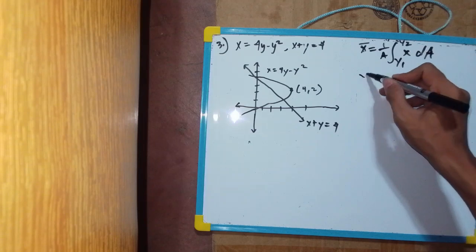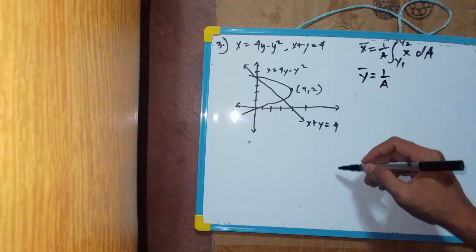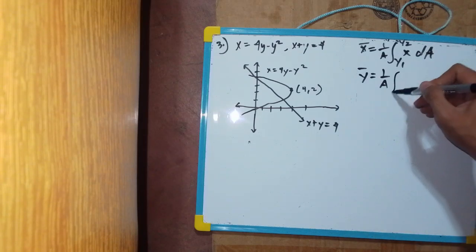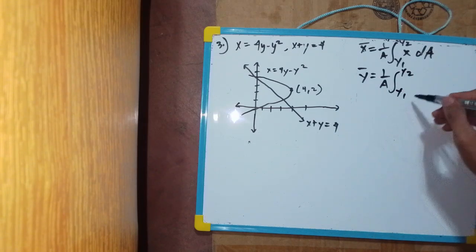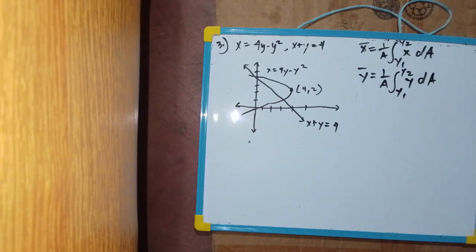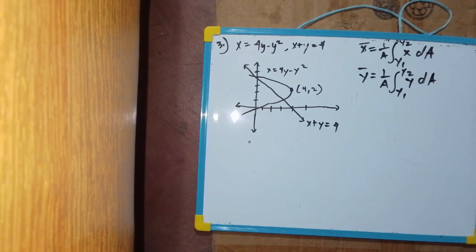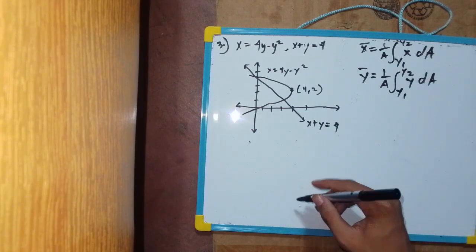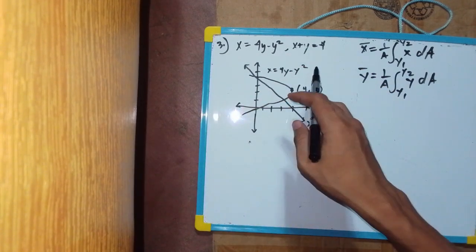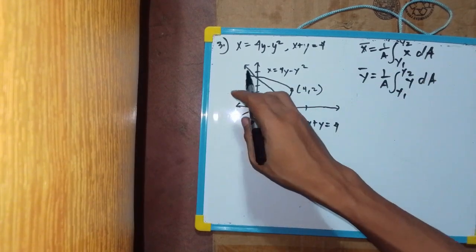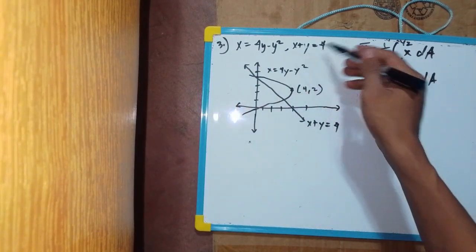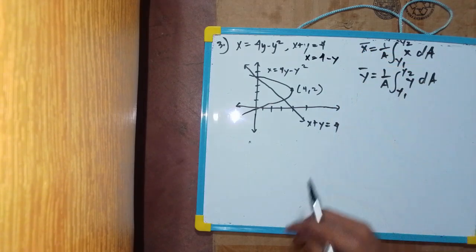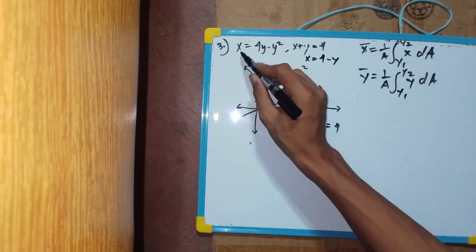Then y mean is 1 over A, integral of y dA. Now let us first find the y values, or the limits of integration. So let us equate the two x functions. This one will become x equals 4 minus y. So we equate these two x.